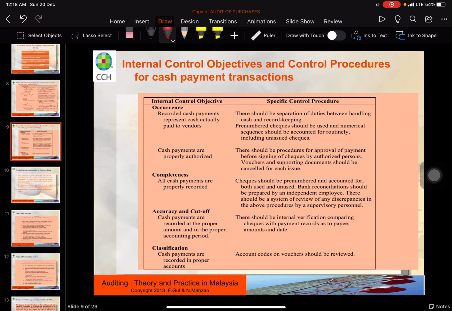Alright, now we move on to occurrence, to make sure that all the items have occurred. So what are the specific controls? Make sure that for occurrence, the cash payment actually represents payment to the vendors. So there should be a separation of duties between handling cash and record keeping. It means two different jobs are done by two different persons. Number one, the person who handles cash. Number two, the person for record keeping. It should be two different persons.